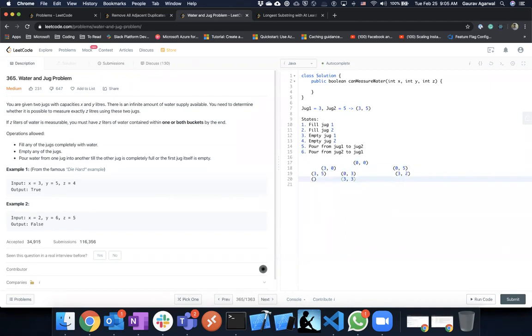What about 3 2? Fill jug 1, same state, right? Fill jug 2, 3 5, which we already have in our system. Empty jug 1, 0 2.